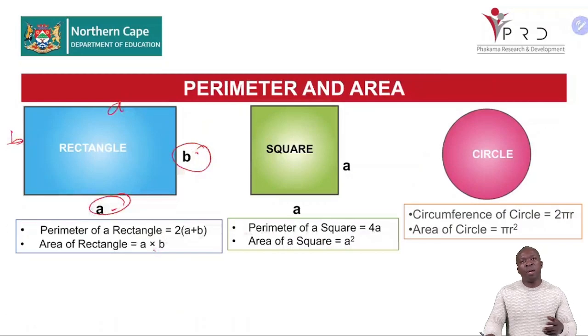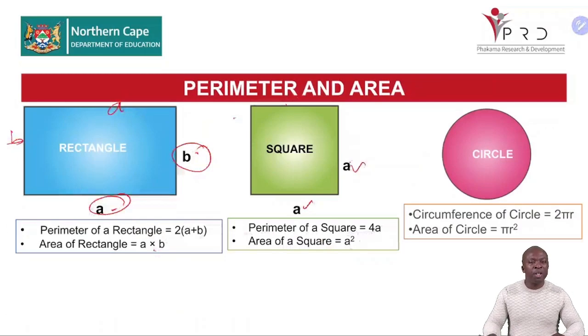When we talk of a square, we are saying that all four sides are equal, meaning if A is 5, all around everywhere is 5. So when you want to find the perimeter, we just say 4 times the value of A, 4A. If you want to find the area of a square, you'll be saying A squared, because it's A times A, which is A squared.